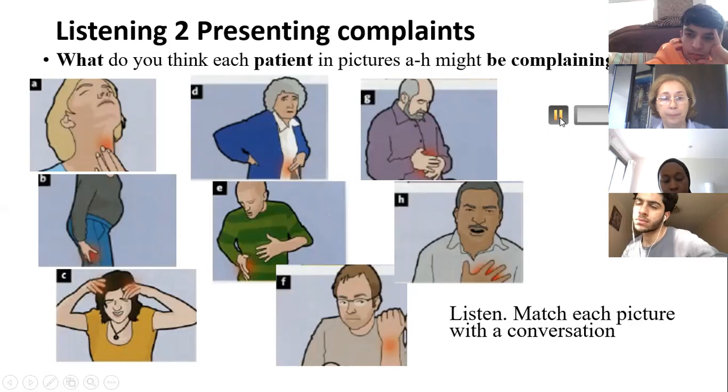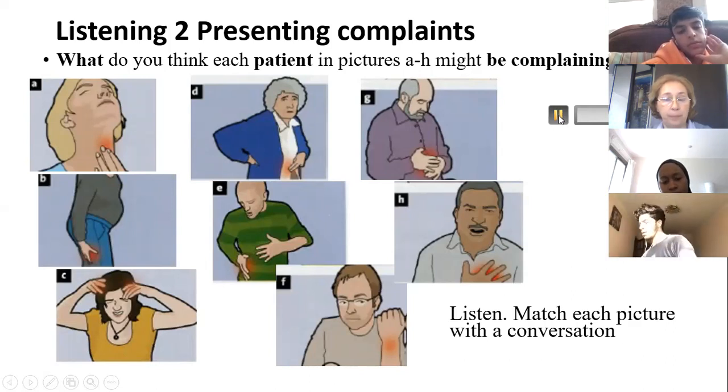4. Can you tell me what seems to be bothering you? Well, it feels a bit tender just here on my right side. E. E. Picture E on his right side. 5. Can you tell me what seems to be bothering you? I've got this gnawing kind of pain right about here in my stomach. Now? G. G, miss. Picture G, right.